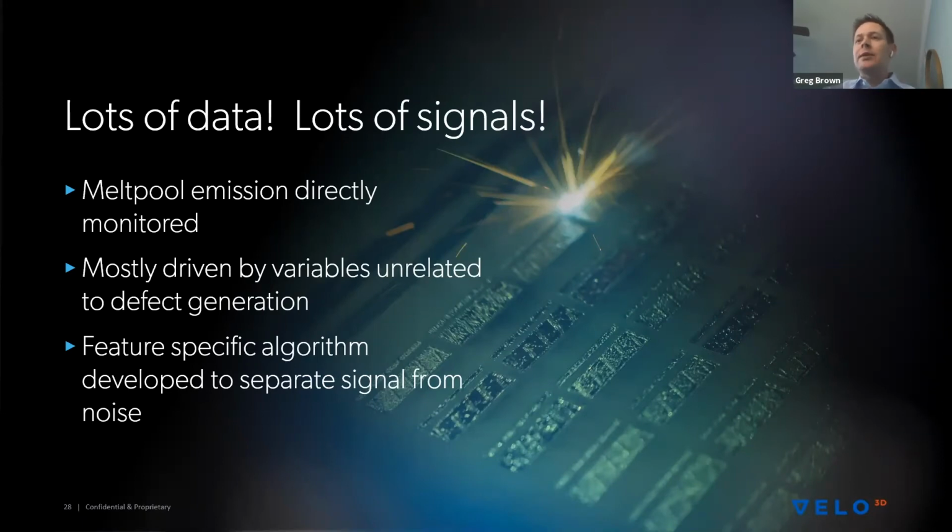But ultimately, it's too dense, and from all of that data you need to be able to extract important signals that can actually be acted upon by the users. And so we spent a lot of time working on specific algorithms to separate the signal from the noise, to remove all of the systematic variation in melt pool emission, and extract what we really care about, which is, are we making a defect or not?